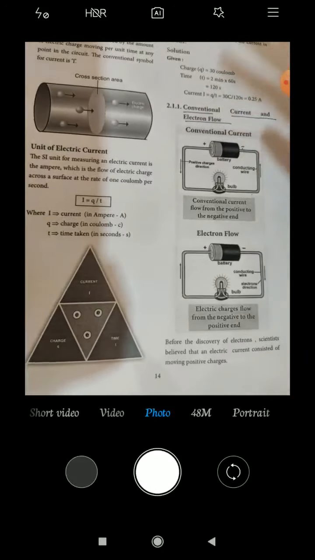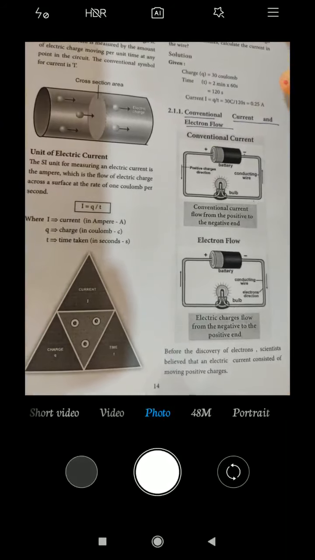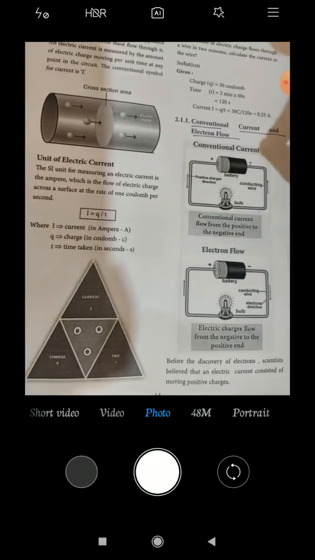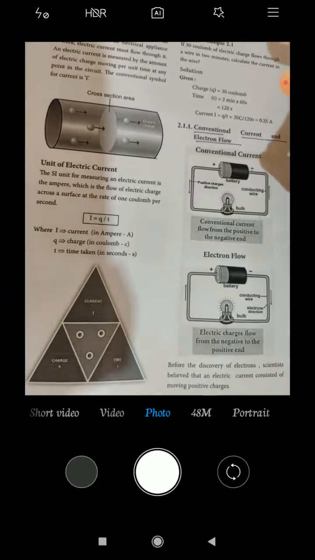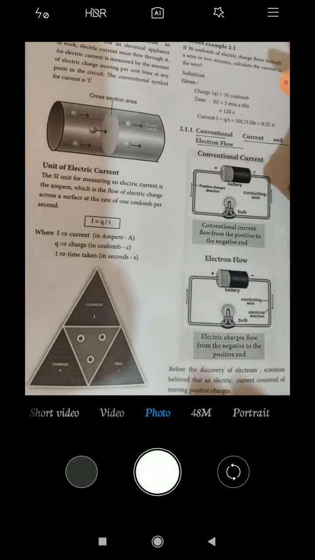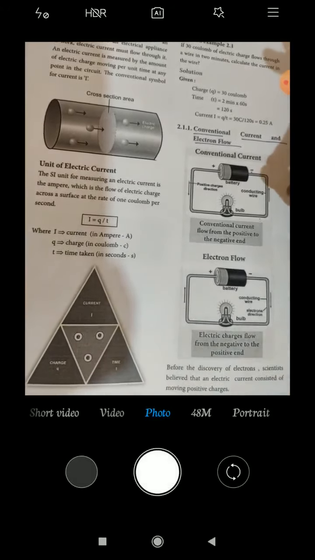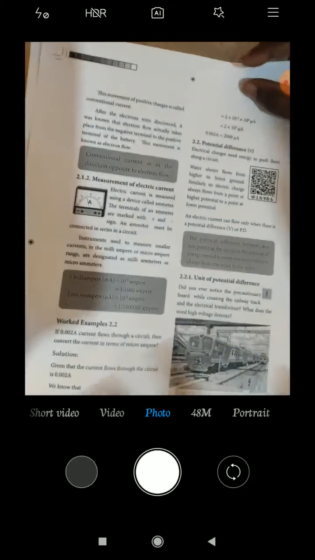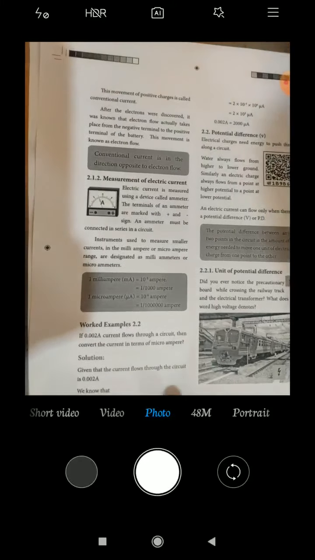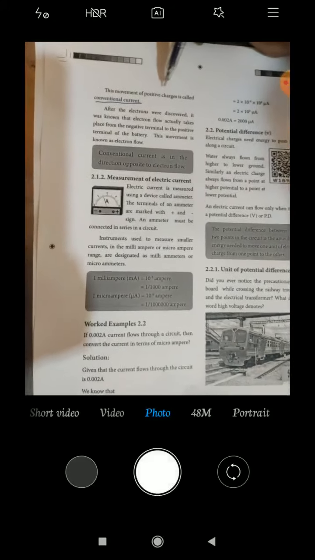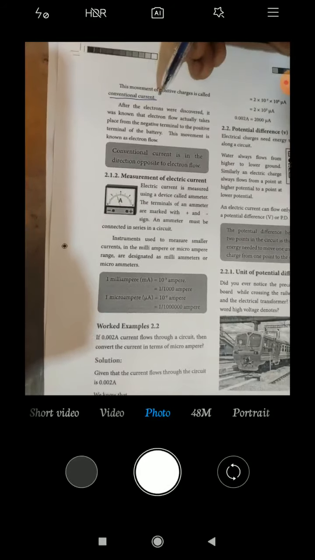Next, before the discovery of the electron, scientists believed that an electric current consists of moving positive charges. Before electrons were found, they had only found the positive charge, the proton, so they thought only that was moving to create the current. This movement of the positive charges is called the conventional current.